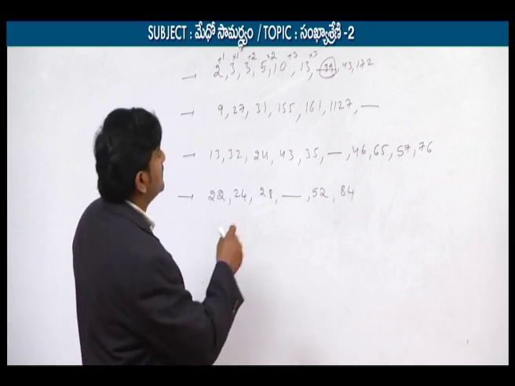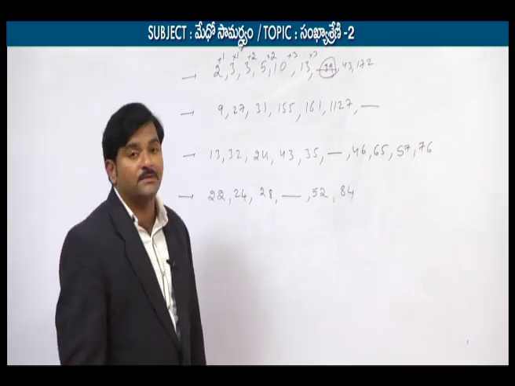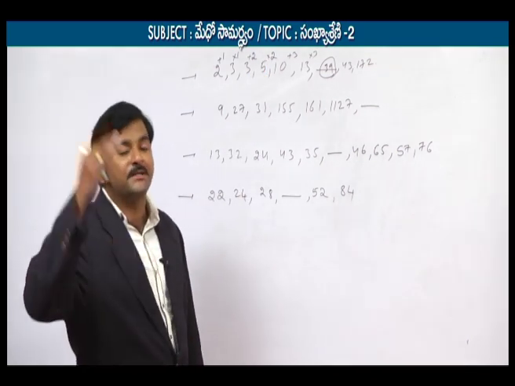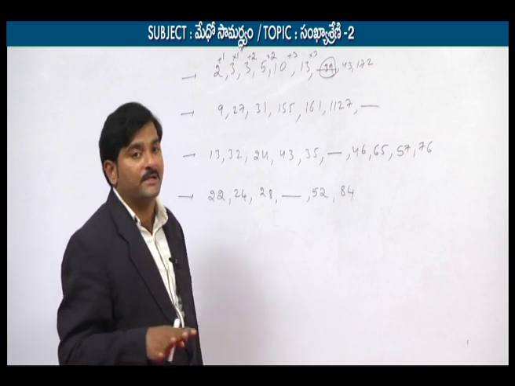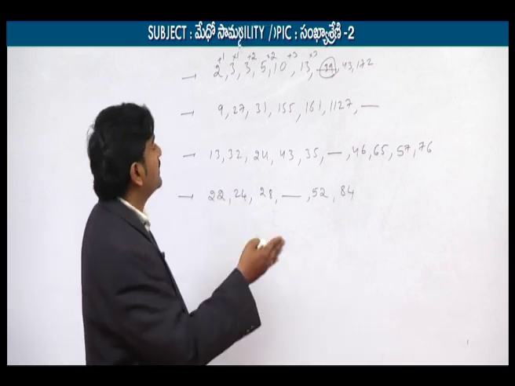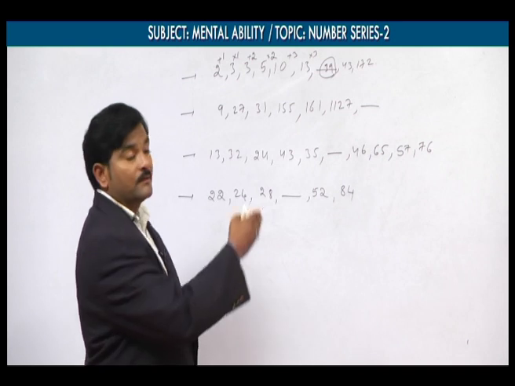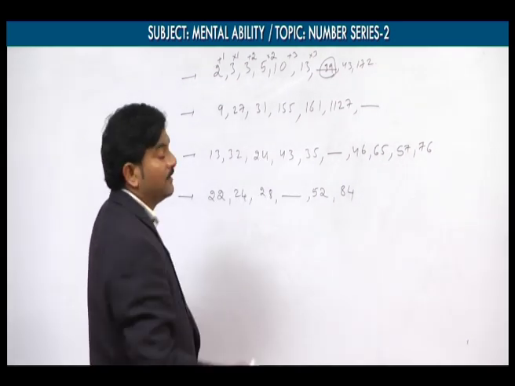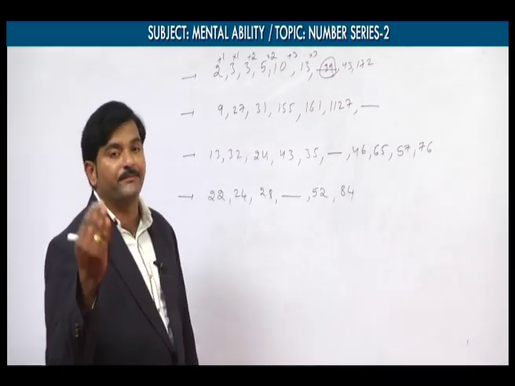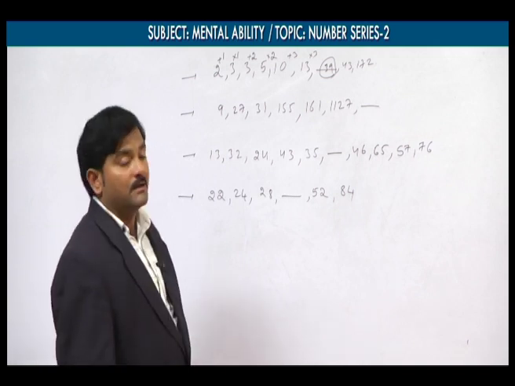సో 9 కాస్త చివరిలో ఏమైంది? 1027. What does it mean? Series is increased fastly, not gradually. Starting number ఎంత అండి? 9. What is the last number given? 1127. So obviously series is increased rapidly or fastly.